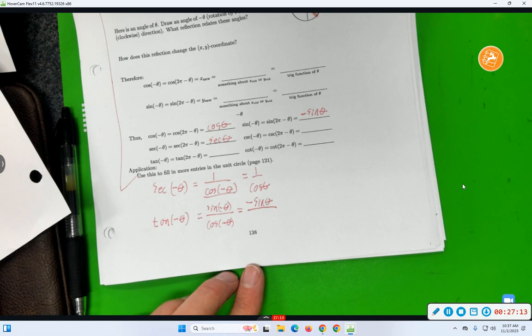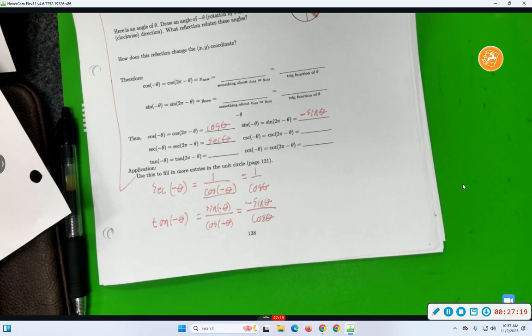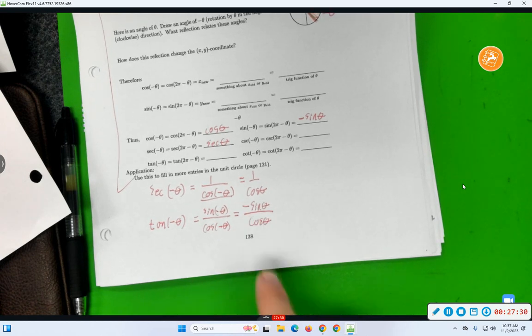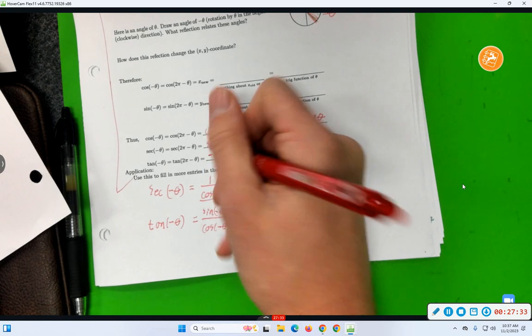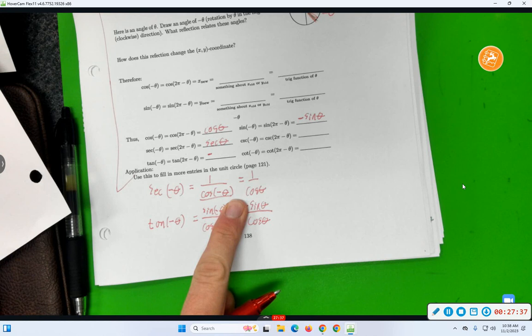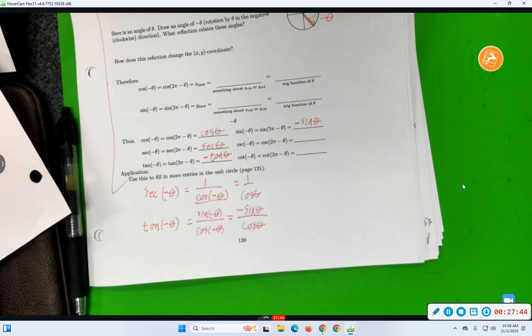What can I do with the denominator of this thing? It's just cosine of theta. Now that I've done that, is that something you recognize? What is that? Well, it's negative, so let's just stick the negative there. Sine over cosine. What is sine over cosine? Tangent. Tangent of negative theta is negative tangent theta.